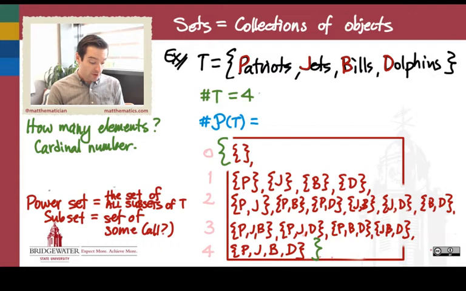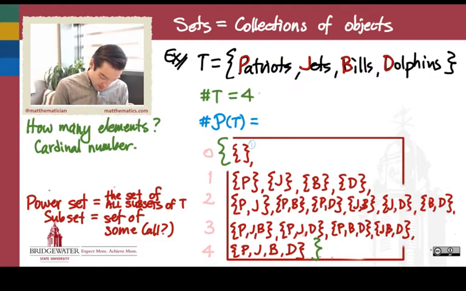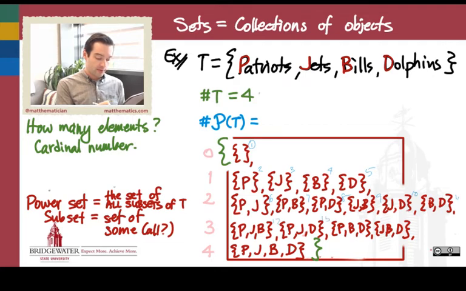In this example, we happen to have listed explicitly all of the elements that belong to the power set. In other words, all of the subsets of my original set. So since we have the roster, we might as well just count and figure out how many we come up with. So there's 1 here, 2, 3, 4, 5 there, 6, 7, 8, 9, 10, 11, 12, 13, 14, 15, 16. So there's 16 subsets for my set T.